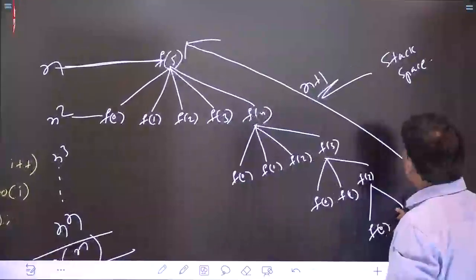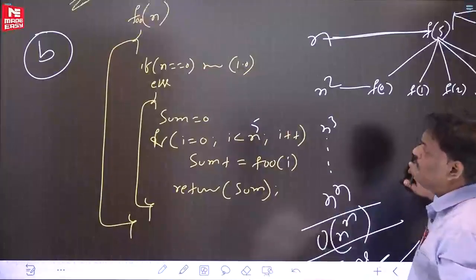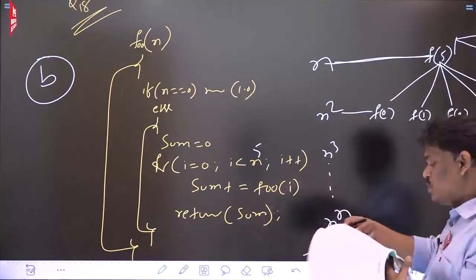But he is asking stack space only, the answer is n plus 1. That is okay. Now come to the next one. Question number 18, what is the answer? B. Go to question number 19.